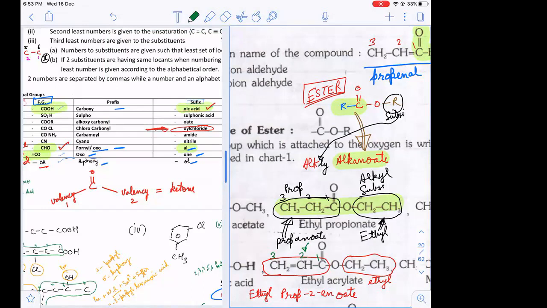So you have to be a little careful whenever an ester is there. Why? Because esters are a little bit complicated. They sound very big, and there are huge alkyl groups also, and their functional group is exactly in the middle somewhere, messed up. So you would have to see for that. Let's move forward.